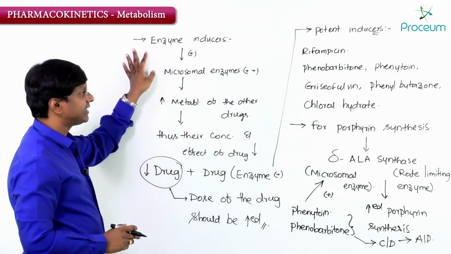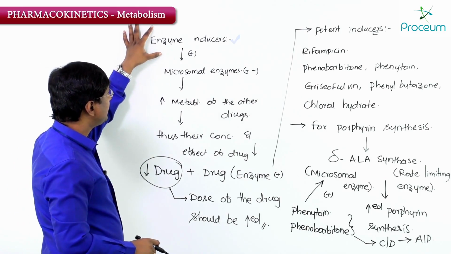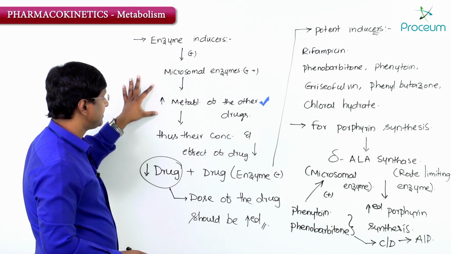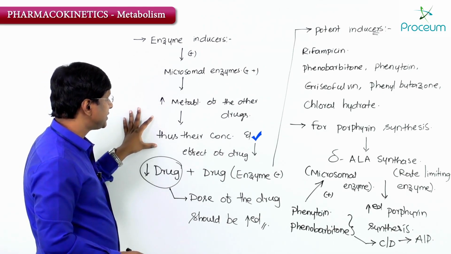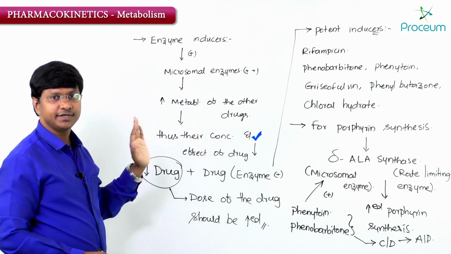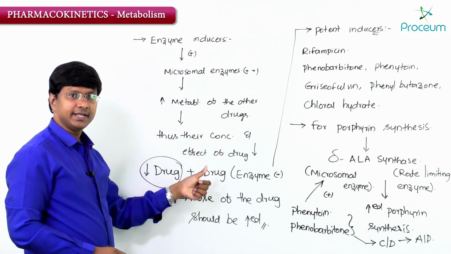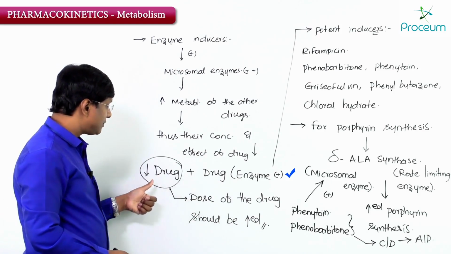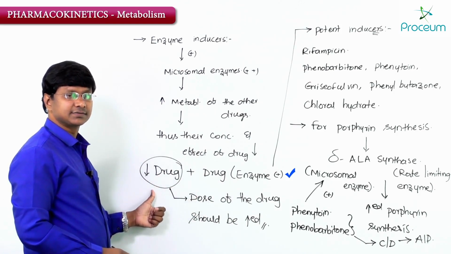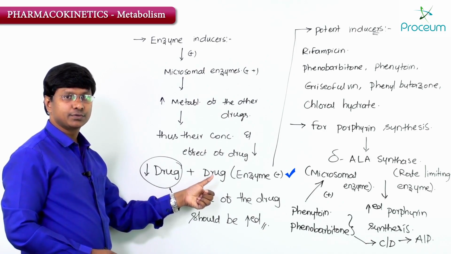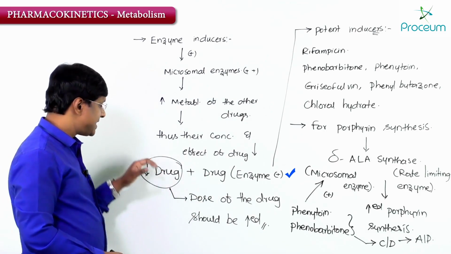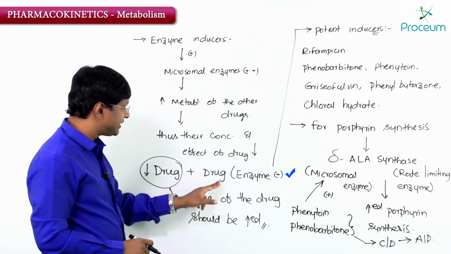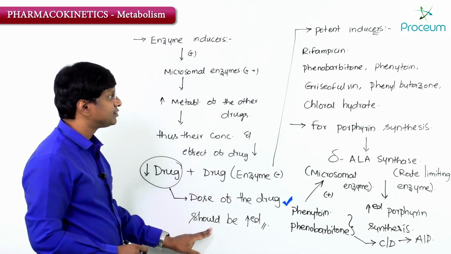So summarizing about the enzyme inducers, remember, enzyme inducers are those substances which induce the microsomal enzymes, and they will increase the metabolism of the other drug, thereby the concentration of that drug will be reduced and the effect of the drug will be reduced. So whenever you are giving an enzyme inducer along with the other drug, it will increase the metabolism of that drug and decrease its concentration. So what you have to do is, whenever you are giving this drug along with the enzyme inducer, the dose of the drug should be increased.